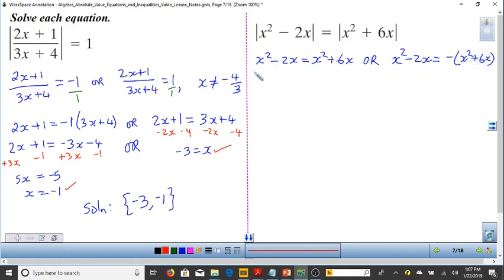For the left side equation, we can just subtract x squared from both sides. And we end up with -2x equal to 6x. And of course, we can solve that equation by subtracting or adding 2x to both sides. And that will give us 0 is equal to 8x. And of course, if we divide both sides by 8, that would mean x is equal to 0.